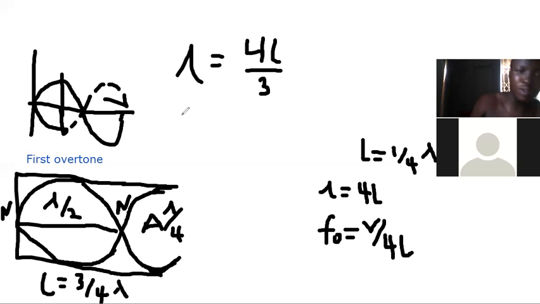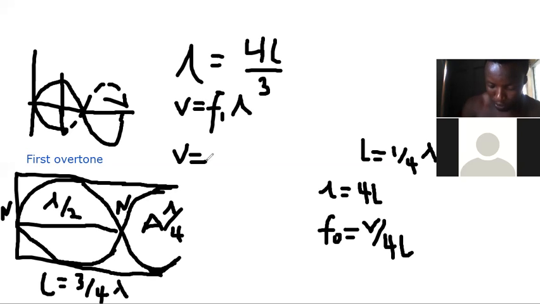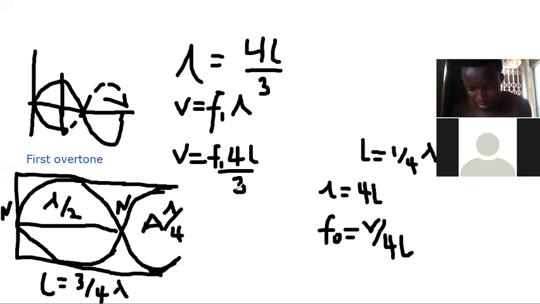Now, for the first overtone, we make F equal to F1 so that it doesn't coincide with the fundamental. So V is equal to F1 lambda, but lambda is equal to this, so you come and put it here. This is normal maths. So V will be equal to F1 times 4L all over 3. Do you get it?